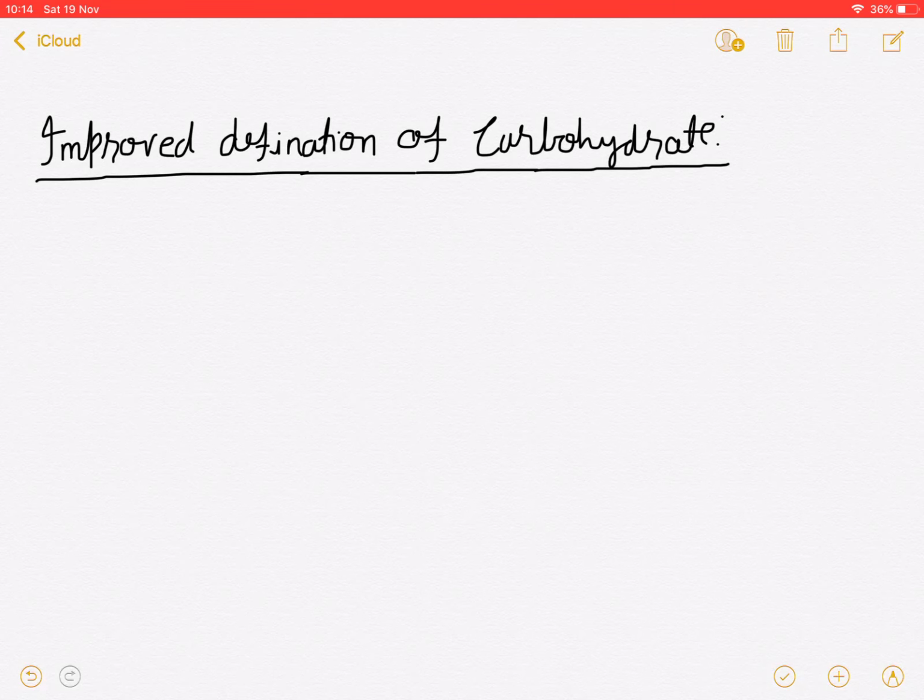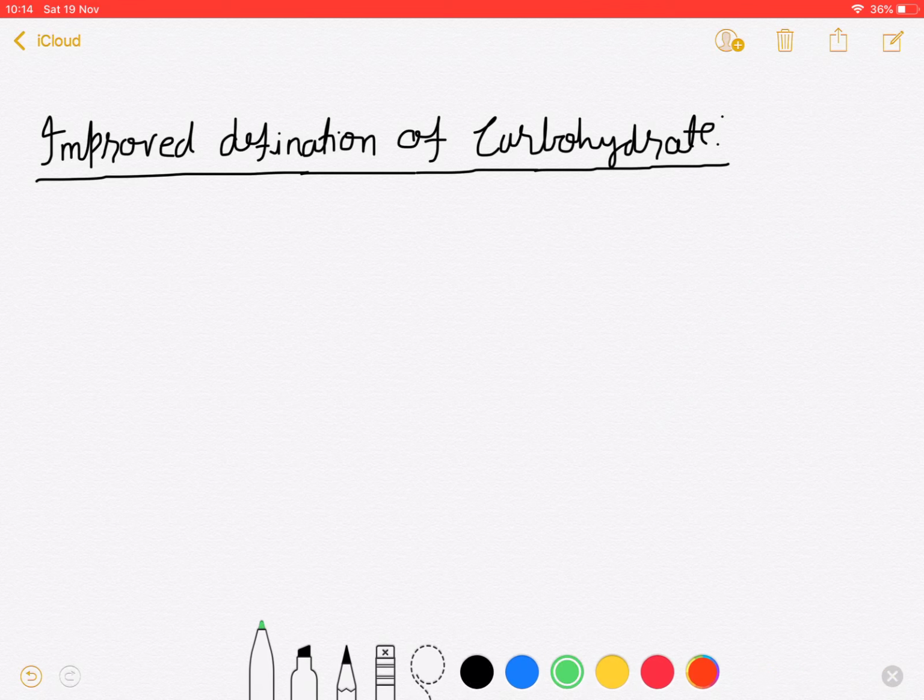Hello everyone, so let's start the important topic, that is the improved definition of carbohydrate. So here we are going to take a look at the example of glucose, the open chain structure. As I told you in a previous video, the open chain structure is thermodynamically unstable. So what's going to happen is that it's going to convert into this cyclic form, and how it interconverts into the cyclic form, let me show you, and then I'm going to define the improved definition of carbohydrate.